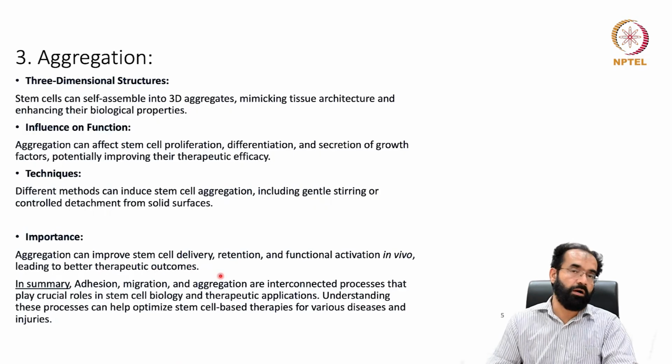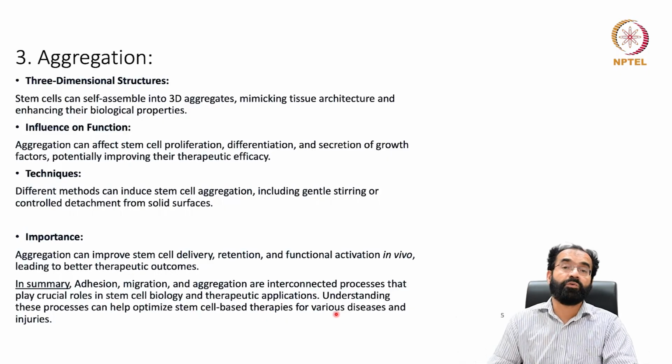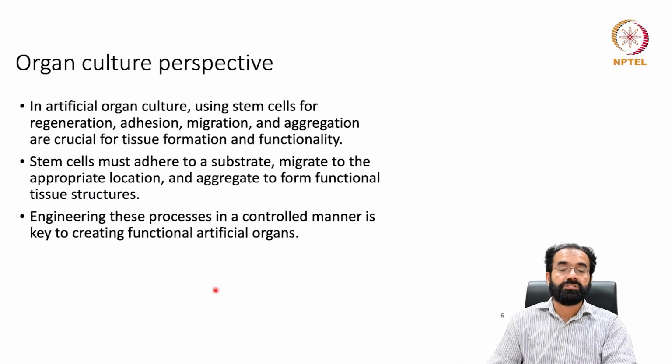leading to a better therapeutic outcome. In summary, adhesion, migration and aggregation are interconnected processes that play crucial roles in stem cell biology and therapeutic applications. So understanding these processes can help us in designing stem cell based therapeutic strategies for various diseases and injuries. That is why understanding these three pathways is very important: adhesion, migration and aggregation. So now let us see it from an organ culture perspective.